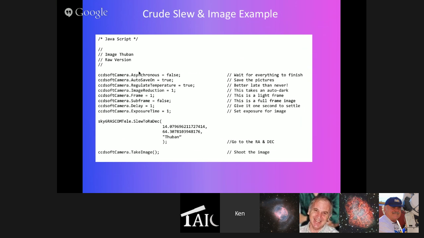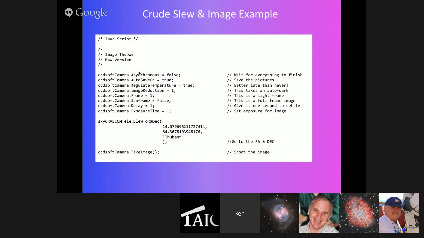Now, there are some tasks that you might want to go off and do their own thing in the background, like guiding. You don't want it to wait for the guider to finish because it's never going to finish, because it's in a loop. Autosave just says save the pictures that you take. Regulate temperature, it's a little late here, but it guarantees that your cooling is running. Image reduction, again, is the auto dark.